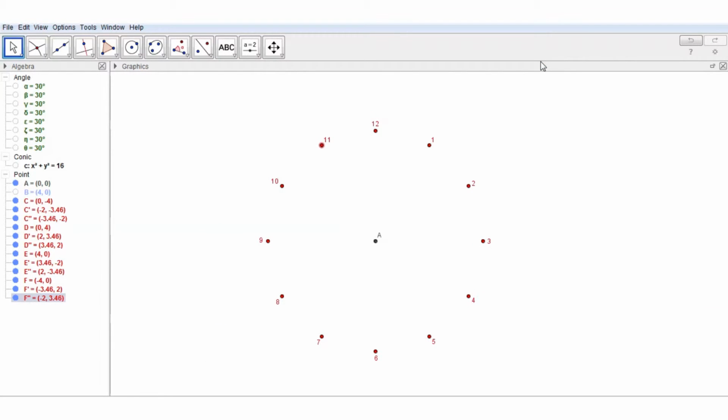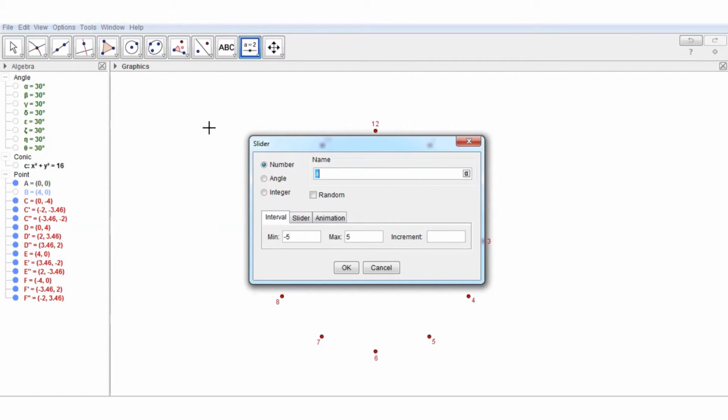Let's make 12 equal portions, then angle with given size. First of all, we make a slider, angle, alpha, increment, we take 0.1, slider horizontal, animation. So speed is 0.2, increasing.